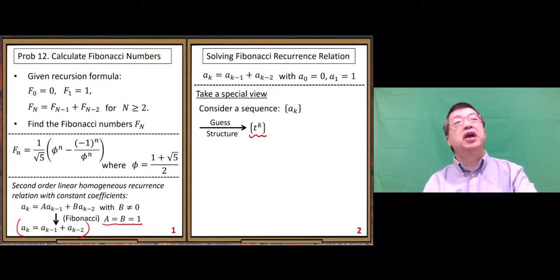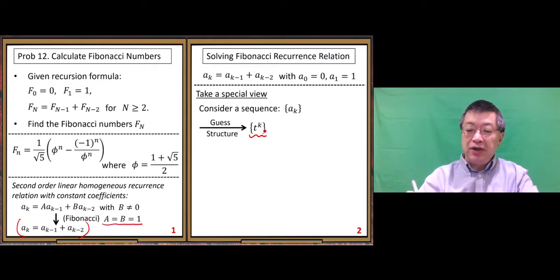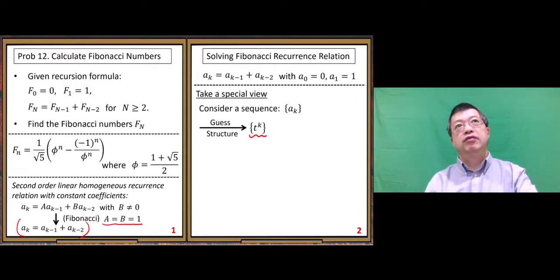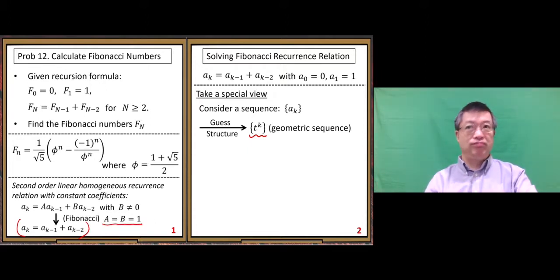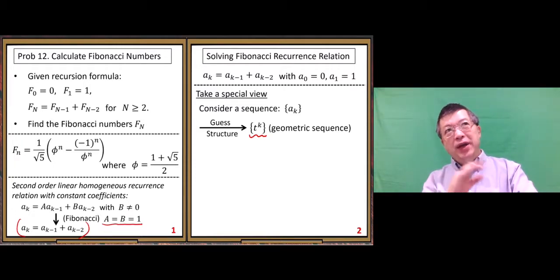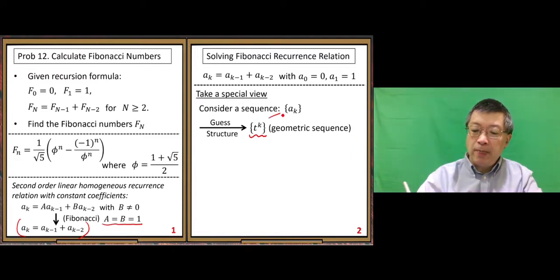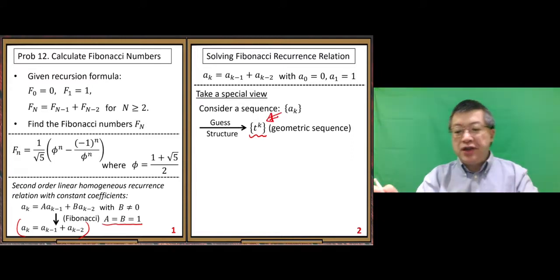The question is, how do you guess the structure like this? That is a good question. How do you know the structure is t to the kth power for some parameter t? The t should be determined. And if the sequence is like this, we call it a geometric sequence. But this step is critical.